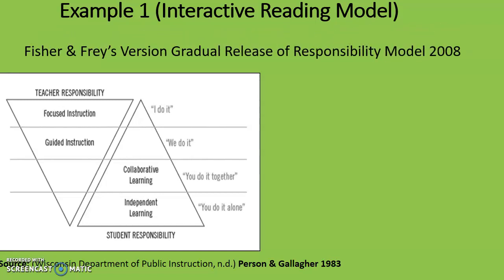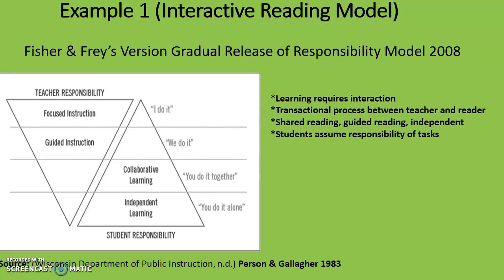This is the I do it, we do it, you do it that we are familiar with in the classroom, where the teacher responsibility is focused instruction and guided instruction, and the student responsibility is collaborative learning and independent learning. And in the middle is where students are working together, and then eventually they're going to interact with each other, and the transactional process will take place between the teacher and the reader, and students will actually assume responsibility of the task.